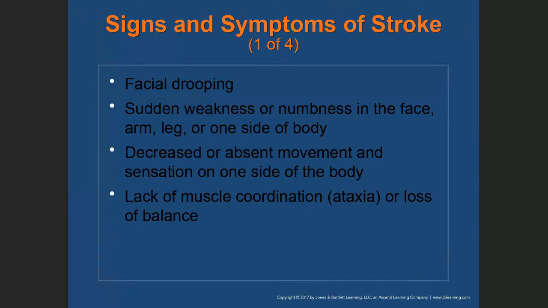Facial drooping, sudden weakness or numbness in the face, arm, leg, or one side of the body. Decreased or absent movement and sensation on one side of the body. Lack of muscle coordination, we call that ataxia. So when they're walking, they're drifting to either the left or the right. They're not stationary, they're not balanced, right? Look for that.